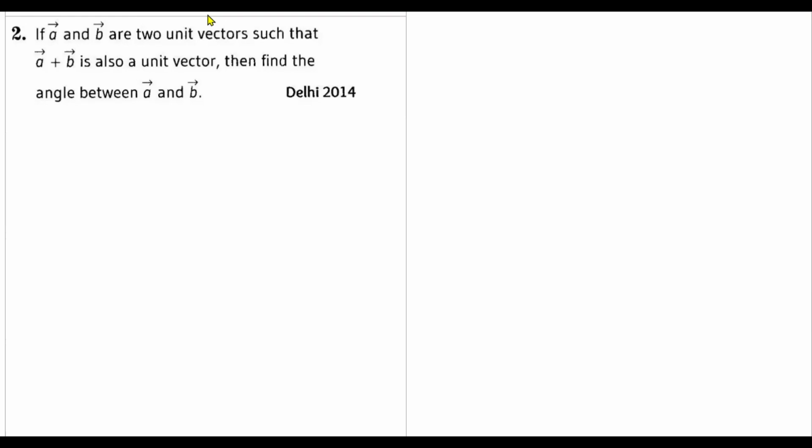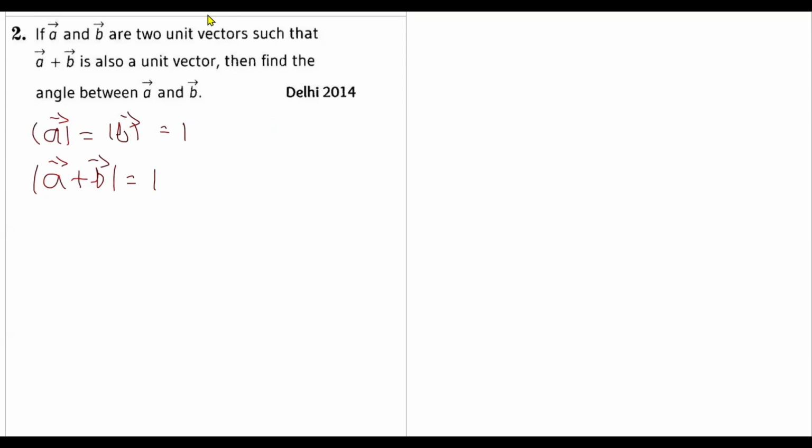Now in this question, we are given that A and B are two unit vectors such that A plus B is also a unit vector. Then we have to find the angle between A and B. So let's write down the information first. We have A as well as B unit vectors, so their magnitude will be equal to 1. Further, A plus B is a unit vector, so its magnitude also will be 1. We have to find the angle between them. Let's say theta is the angle between them.